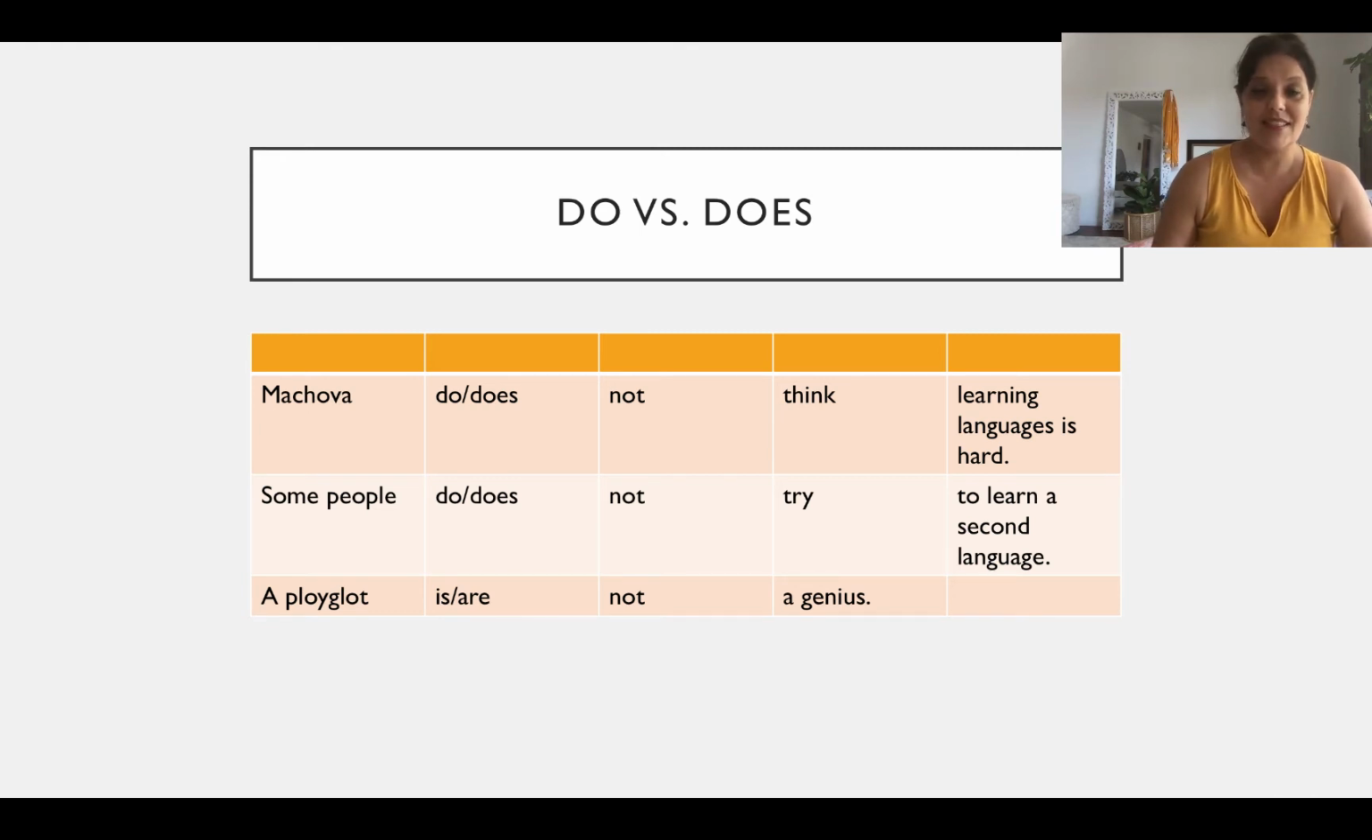So let's look at these sentences and tell me what you think is correct. If you need me to, put me on pause, go ahead. And the correct answers are: Machova does not think learning languages is hard. Some people do not try to learn a second language. And a polyglot is not a genius.